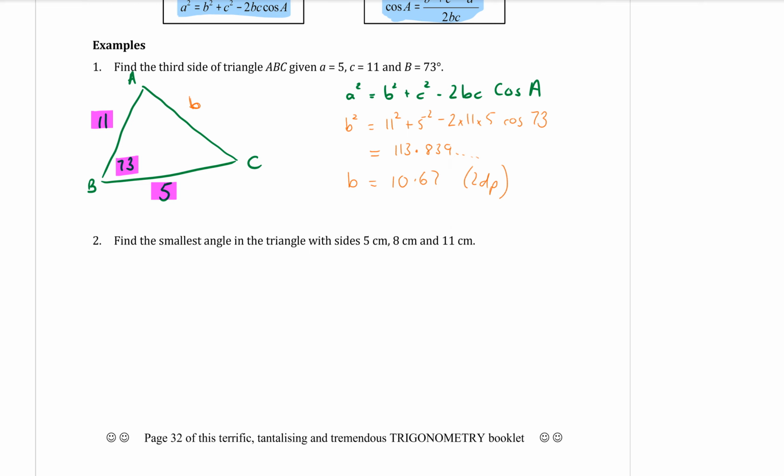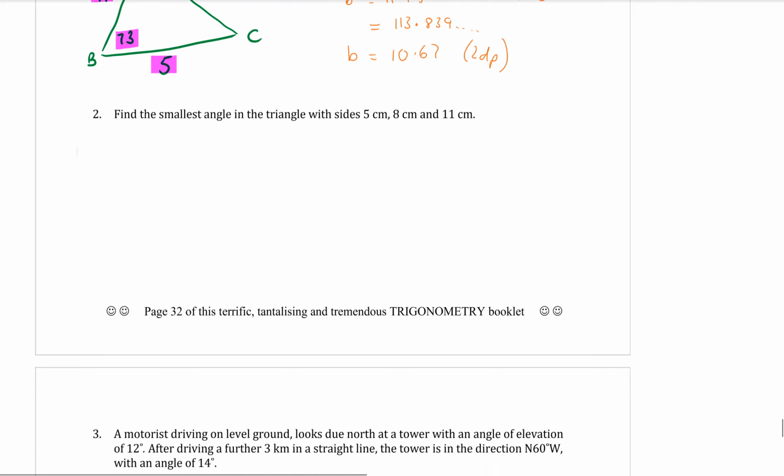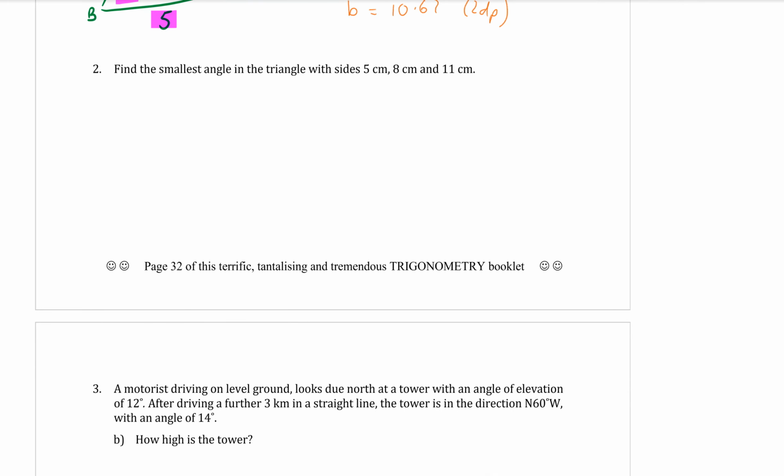Let's have a look at example 2. Find the smallest angle in the triangle with side lengths 5, 8, and 11. So again, draw a diagram. So 5 I'm going to put there, 8 I'm going to put there, and 11 I'm going to put there. Now the smallest angle is always across from the smallest side. So 5 is the smallest side, so that means that this angle here is the one that I want to find, or perhaps I should call that the A.